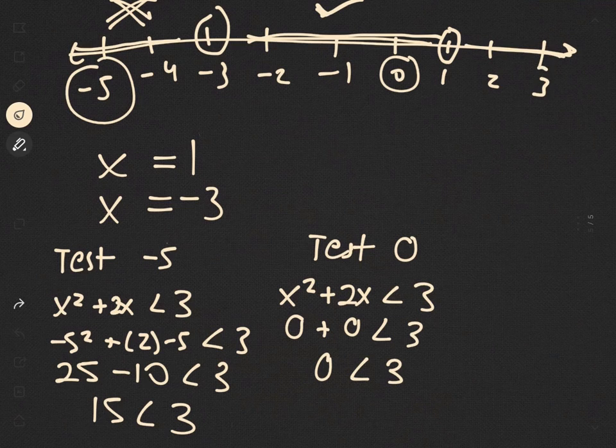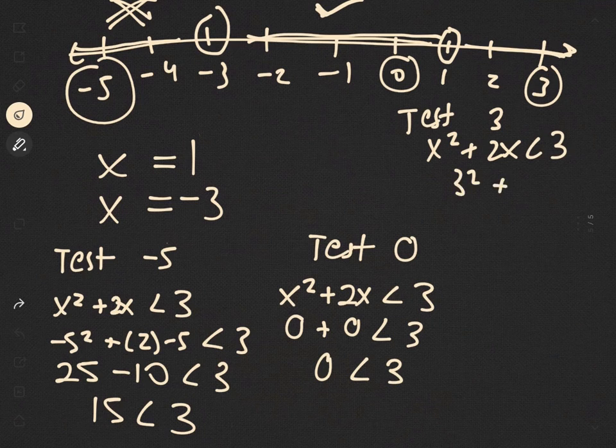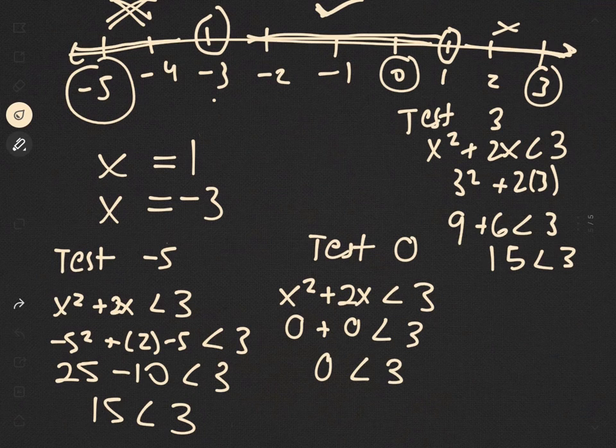Now let's test this side. Let's test this 3 over there. We're going to test 3. Again, x squared plus 2x less than 3. That's just our original inequality. 3 squared plus 2 times 3. That's 9 plus 6. Is that less than 3? No, 15 is not less than 3. This is invalid. So our solution set is between negative 3 and 1, but not including negative 3 or 1.